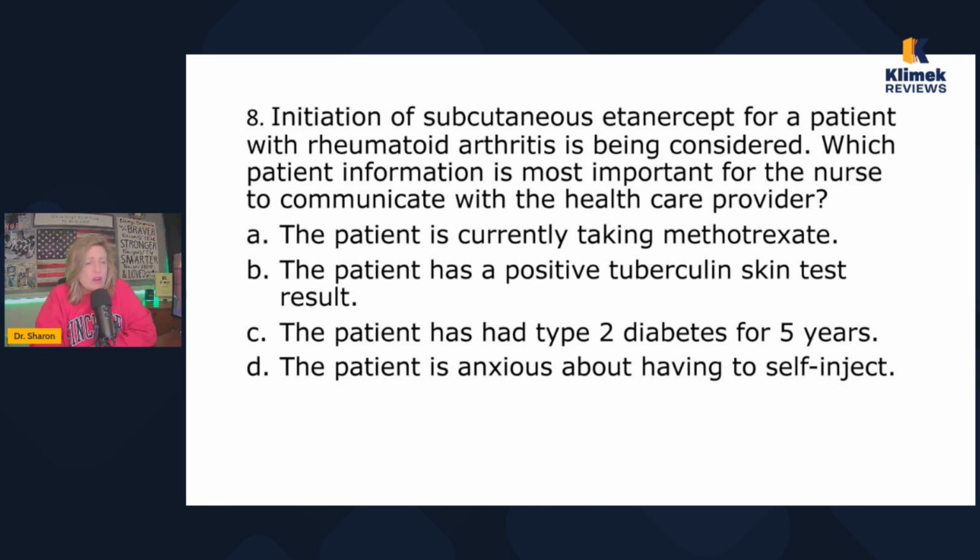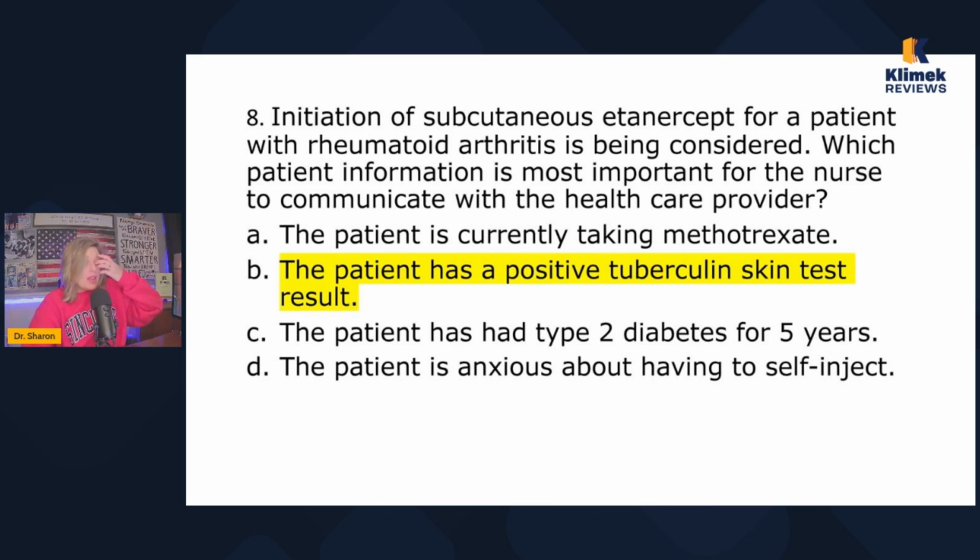And you may say, well, we don't know for sure they're positive for TB. We just know they were exposed. Yeah, you're right. We don't know. So we got to tell the doctor so they can order the right tests, because we don't know if they do. Patient has had type 2 diabetes for 5 years. Is that a contraindication for taking immunosuppressant? No, it's not. If the patient is anxious about having to self-inject, is that a contraindication? No, it's not. So the only one that's an absolute contraindication is if they have an active infection to taking immunosuppressant.